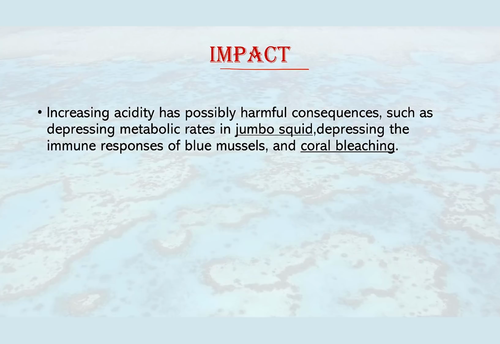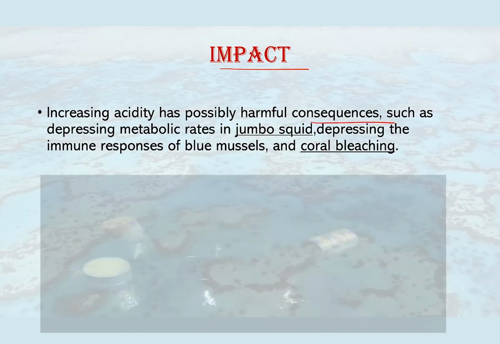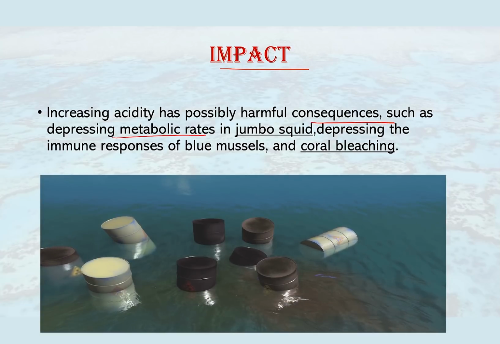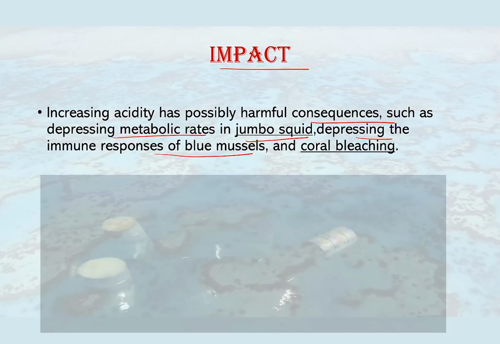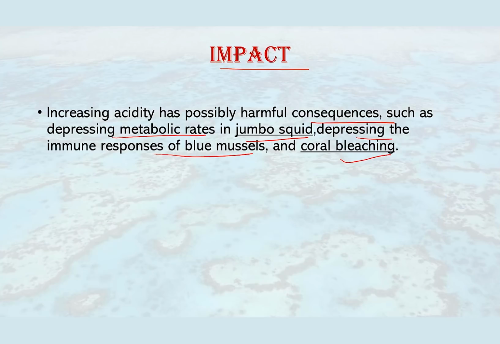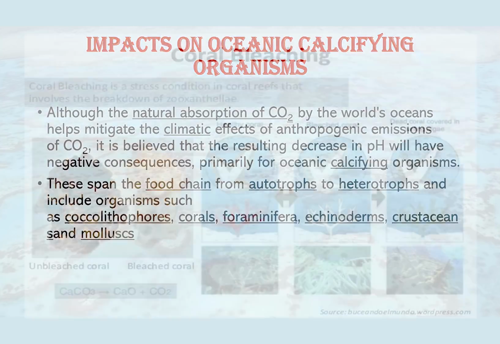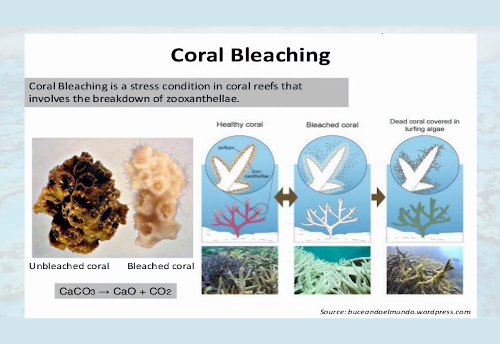Now, what is the impact? Increasing acidity has possibly harmful consequences such as depressing metabolic rates in jumbo squid. In many animals, the impacts have been seen, depressing immune responses of blue mussels and coral bleaching. There is impact on oceanic calcifying organisms also.